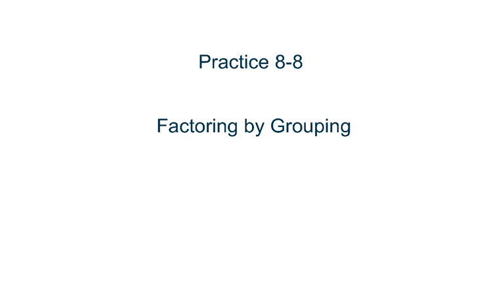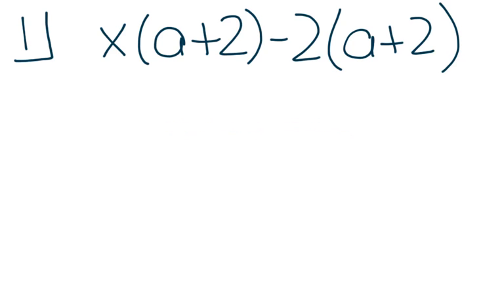Practice 8-8, factoring by grouping. So grouping is when you take two parts of a four-term polynomial and make it look kind of like this. So you factor out a common factor in the first two terms to get a binomial, and you factor out a number in the second two terms to get a binomial.